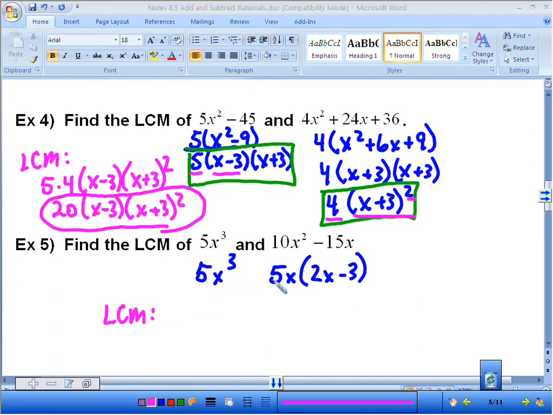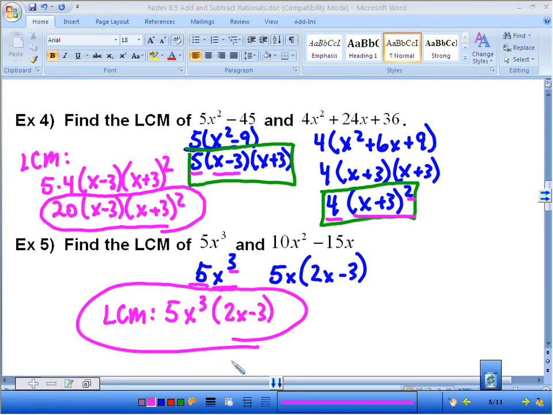We need one of each kind of factor. I have a 5 here and a 5 here. Let's take a 5. I don't have to write this other 5 down. I have an x cubed and an x. I take the x with the highest degree, so I take an x cubed. I don't have to write this x here. Now I need this factor because I need one of every kind of factor. And there is my LCM right there.